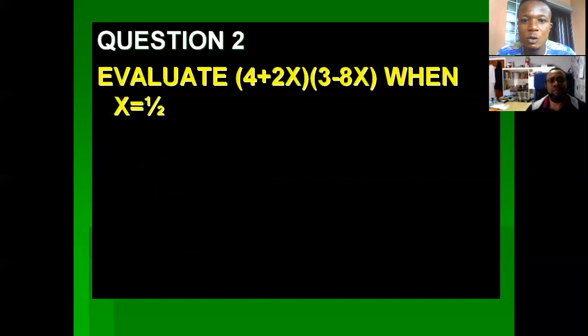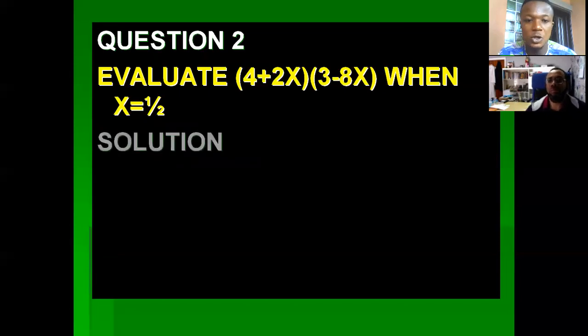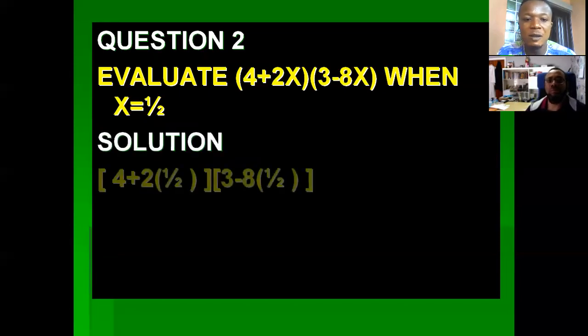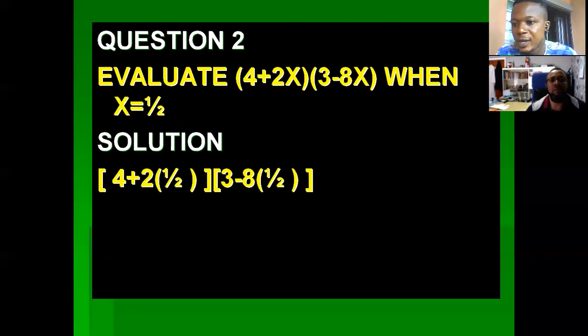Evaluate the terms multiplying each other, 4 plus 2x and 3 minus 8x, when x is 1 over 2. Solution: wherever we see x, we put 1 over 2 there. Where we have 4 plus 2x, in place of x I'm putting 1 over 2. In the other bracket, where you have 8x, I'm putting 1 over 2 in place of x.